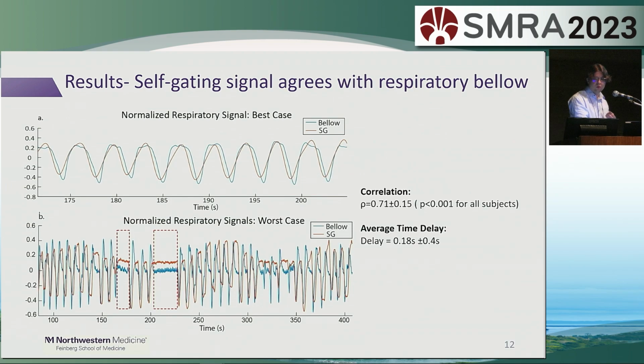So overall, the correlation was really strong between the two signals, at 0.71, and the average time delay was roughly 0, but had a high variation, so the signals either shifted before or after compared to the self-gating.